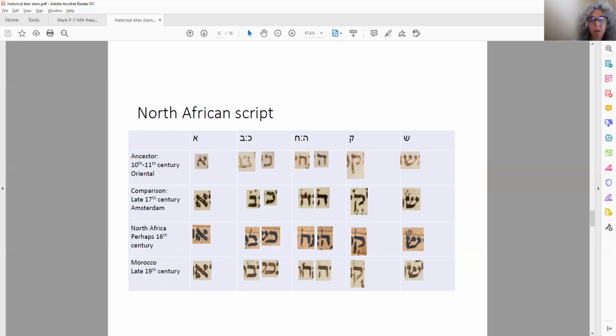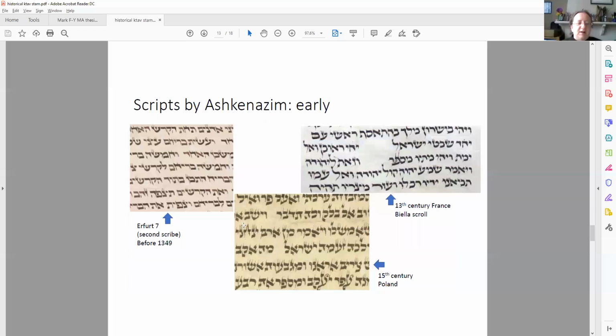So they have fairly even horizontals and verticals. Not a great deal of contrast. But when you get into Ashkenaz, they're using quills like crazy. And they're really enjoying what you can do with quills. So their scripts have a lot of play between thick horizontals and thin verticals, which is a thing you can do with quills when you're writing, because a quill can take a very thin edge where a reed can't always.